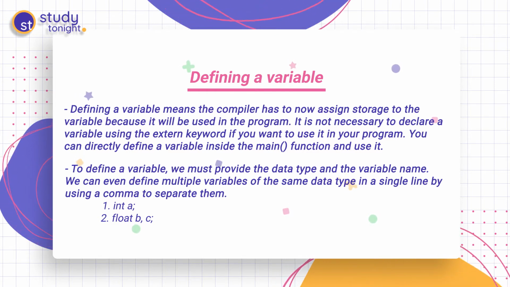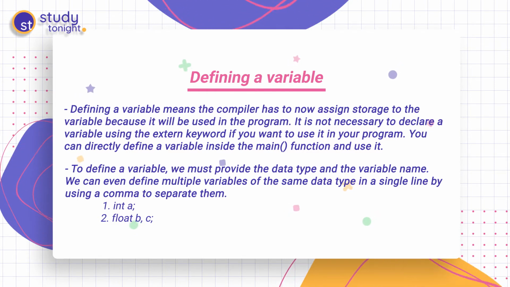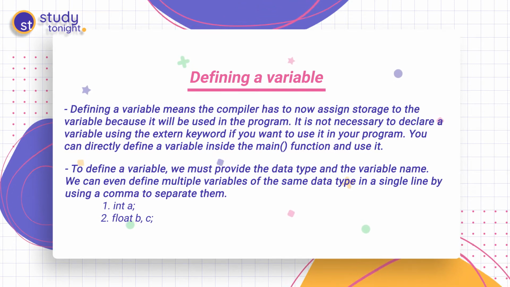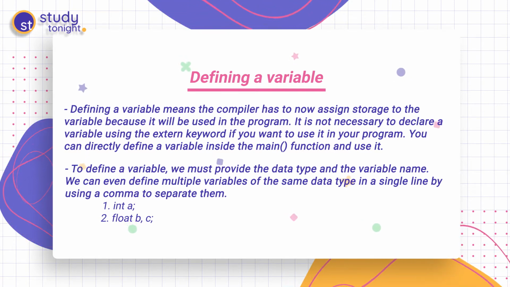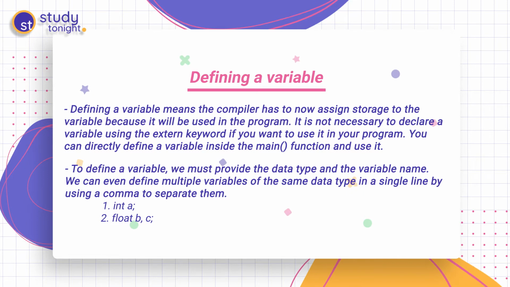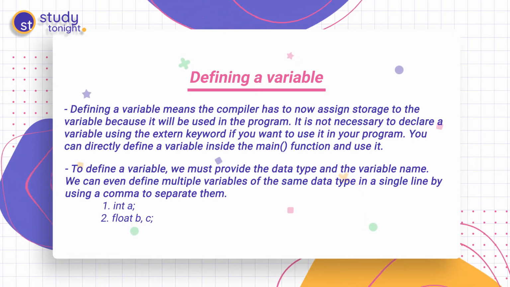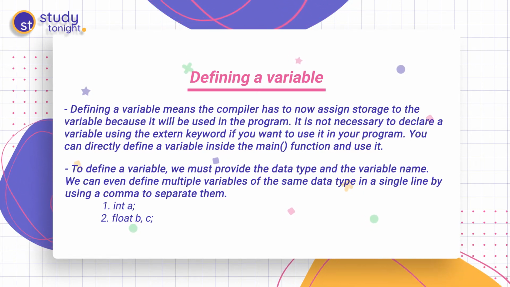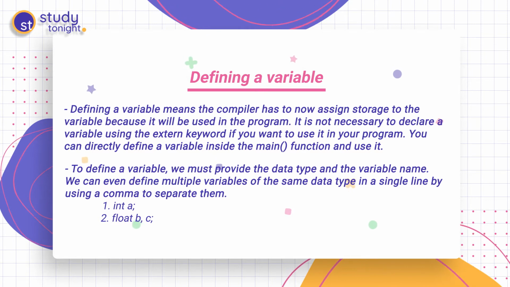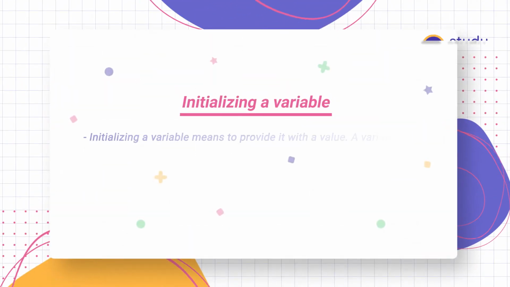Here is an example: int a. This is a single variable. But if we are defining two variables of float type, that is b and c, we will simply write the data type float, and separate them with this comma operator, right? So this is defining.